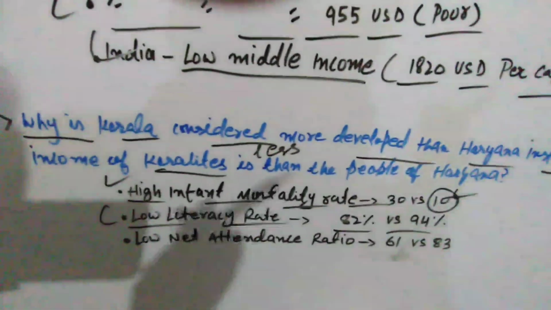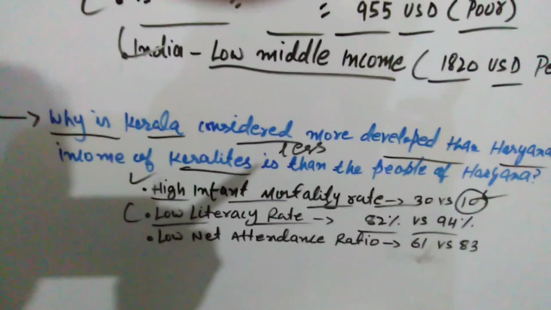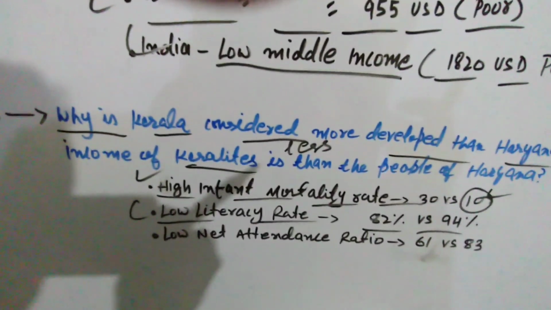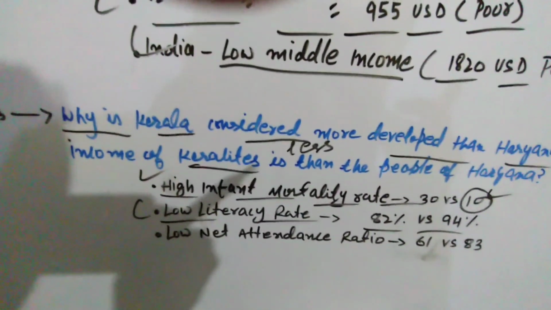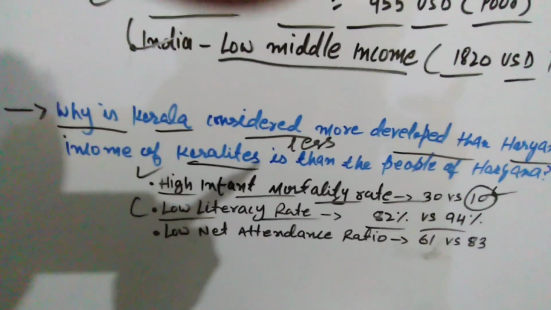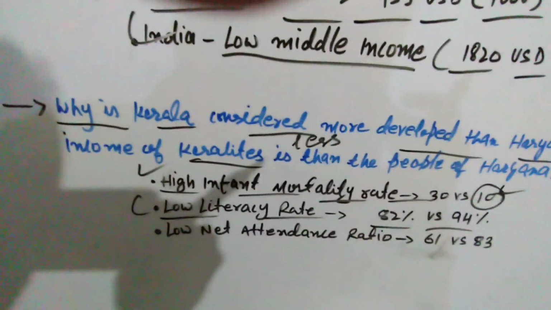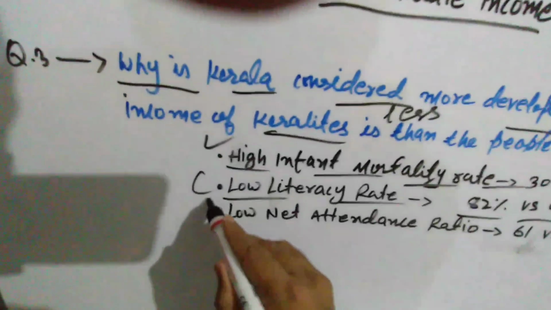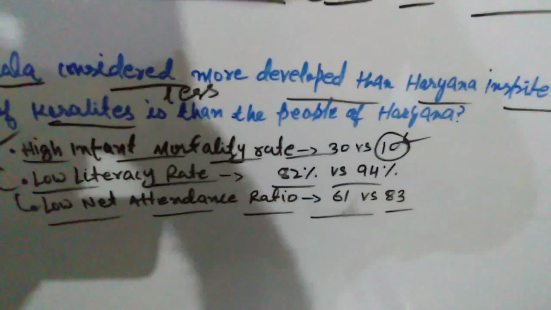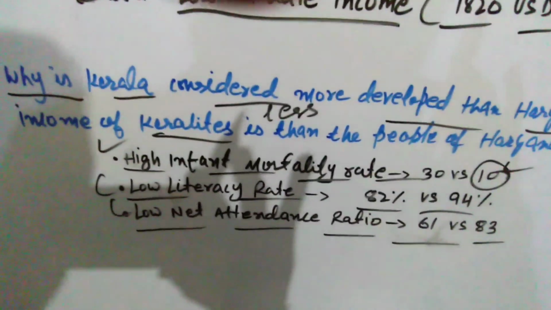So Kerala is also far better than Haryana in terms of education as well. According to census conducted in 2011, literacy rate of Kerala is higher than Haryana. Around 94% of Keralites are literate, but only 82% people can read and write in Haryana. Next one is low net attendance ratio, 61 versus 83. Net attendance ratio is also very good in Kerala.